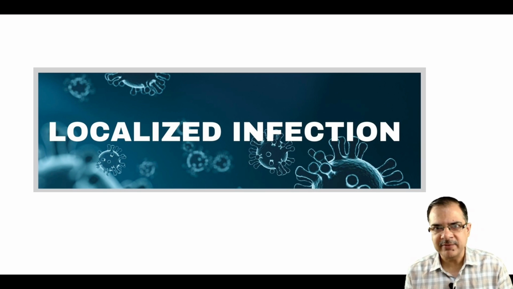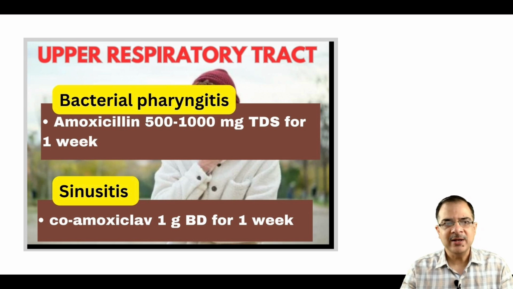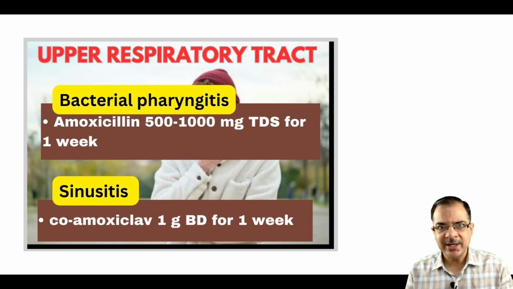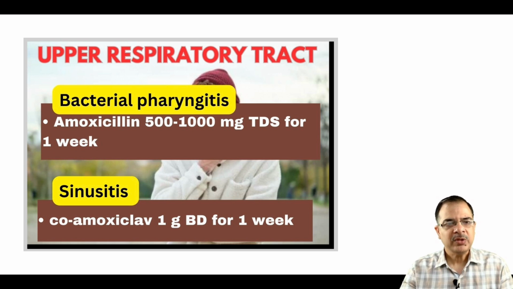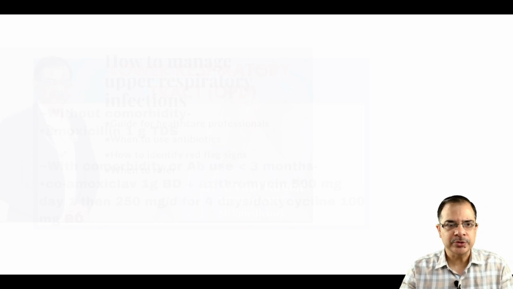Now come to the localized infections. Depending on the clinical features: upper respiratory tract infection, bacterial pharyngitis. So sore throat will be there or sinus tenderness will be there. If it is a bacterial pharyngitis, amoxicillin 500 to 1000 milligram 3 times a day for 1 week is given. For sinusitis, we give co-amoxiclav 1 gram twice a day for 1 week. And for detailed discussion of upper respiratory tract infection, you can watch our previous videos.